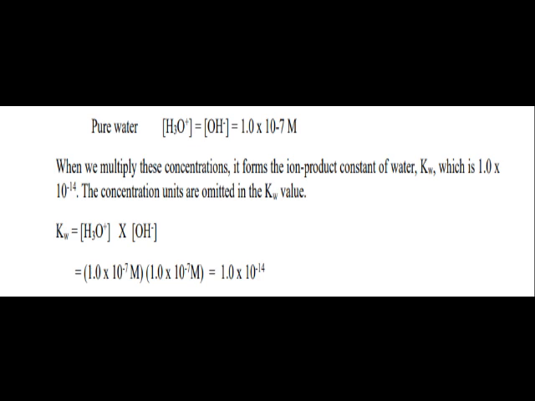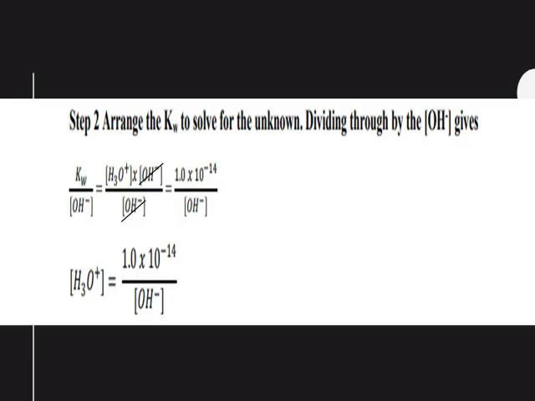K sub W is equal to the quantity of H3O times OH, so that is equivalent to 1.0 times 10 to the negative 7 M times 1.0 times 10 to the negative 7 M, which gives us 1.0 times 10 to the negative 14. Okay? So step 2. Arrange the K sub W to form the unknown. K sub W is equal to H3O times OH is equal to 1.0 times 10 to the negative 14.